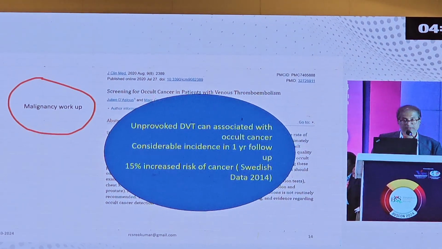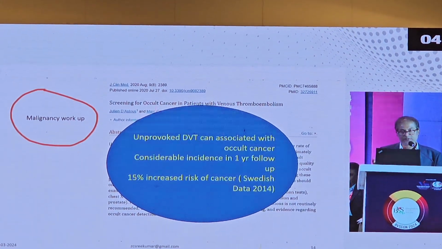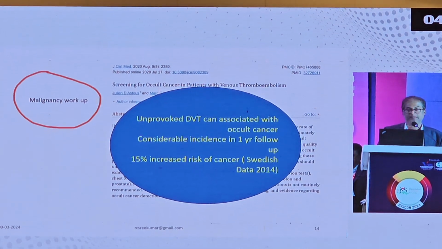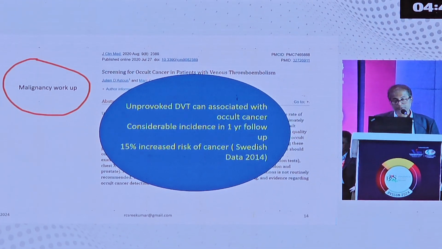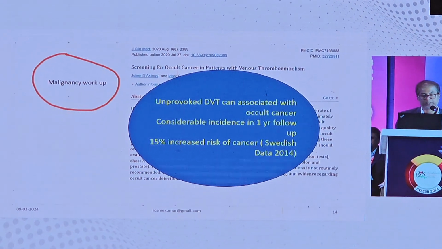So there is Swedish data which has the largest data on this aspect, and this is the overall incidence of malignancy in a patient without any symptom or signs of malignancy. Present DVT is about 15%. That's a huge number. So all vascular surgeons treating DVT should look for and should think of an underlying malignancy.